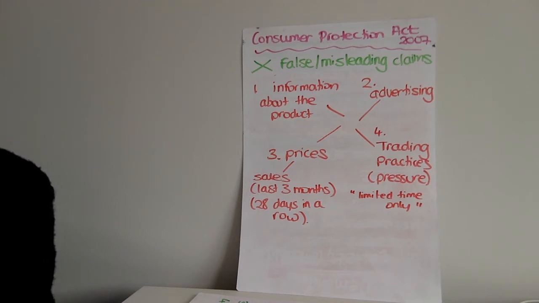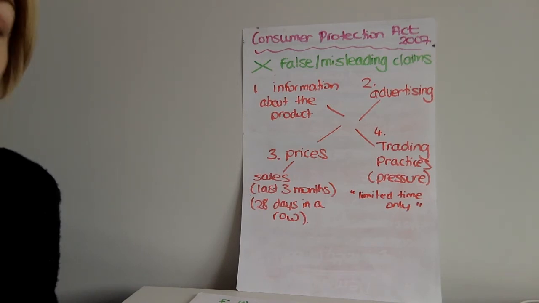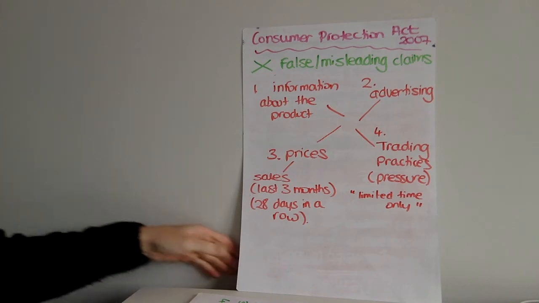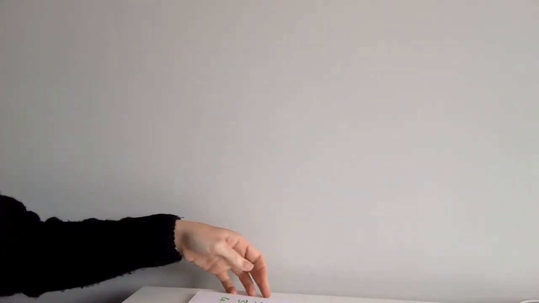Okay, and the fourth way then that this act protects us as consumers is against unfair trading practices. Okay, and that would be salespeople or companies putting extra pressure on customers to buy a product. Okay, so that might be if they say something is on a product is at a certain price for a limited time only. Unless it is actually for a limited time only, they cannot state that to us. Okay, so that's the Consumer Protection Act, but again, much more information on that in the PowerPoint.